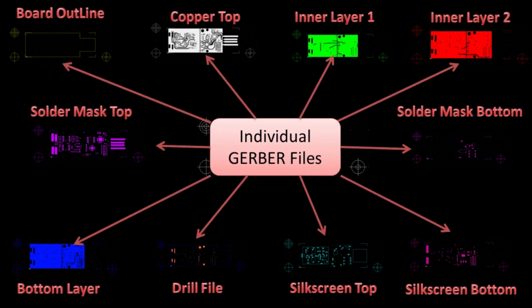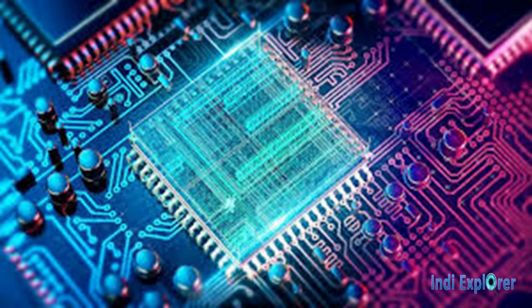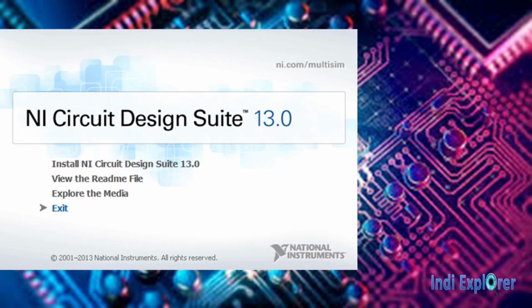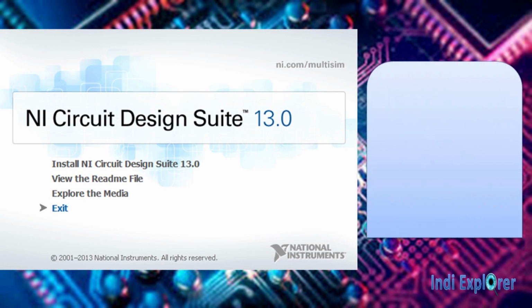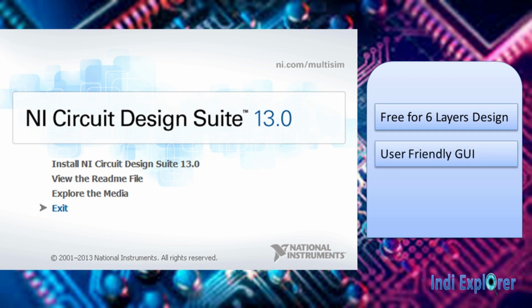As we have said earlier, PCB fabrication is an automated process. A fabricator requires layer information in a specific set of files called Gerber files. To make the automation possible, there are several design softwares which generate Gerber files. We will use National Instruments Design Suite for the tutorial series. The reasons for that are: this software is free for design up to 6 layers. It has best user-friendly GUI and facility of very good simulation tools.